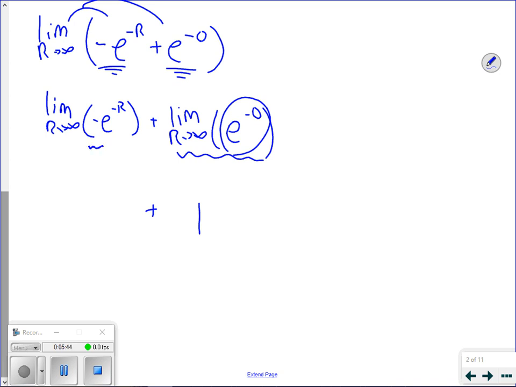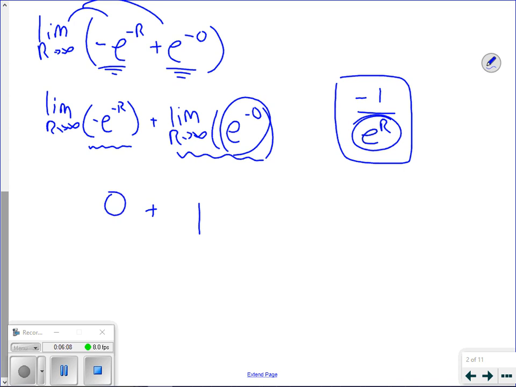And on this side here, negative e to the negative r is like saying negative 1 over e to the positive r. If you were to graph this function, the denominator is getting infinitely bigger, so this fraction is getting closer and closer to 0 as we approach infinity. So 0 plus 1 is 1.